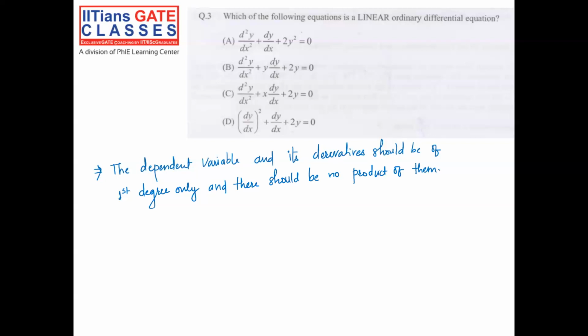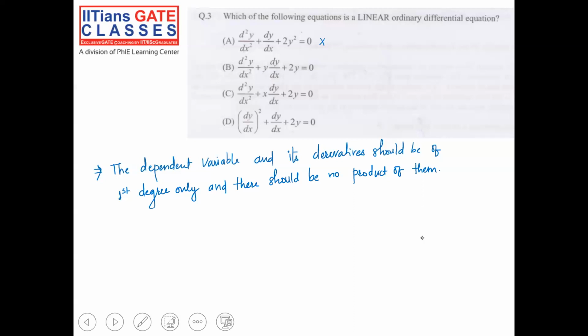Okay, so just by understanding this definition, we can clearly see in the first case y square is there, so it's not first degree, and we can ignore this. Coming towards the second option, y into dy by dx is there. So the dependent variable and its derivative are in multiplication, and the definition says there should be no product of them, so we can also ignore it.